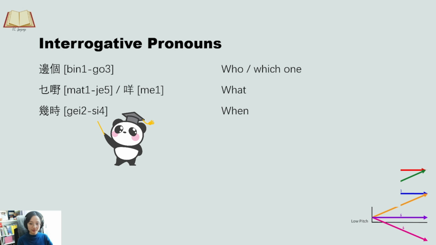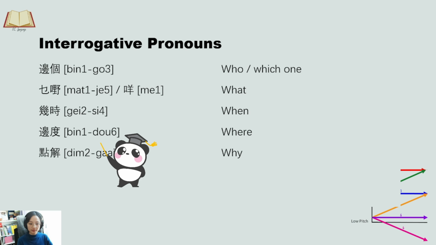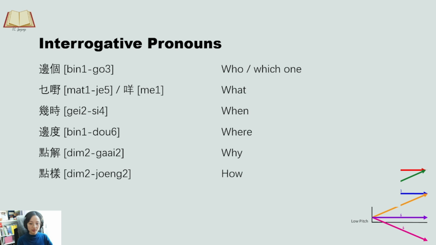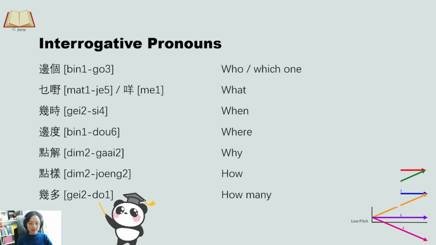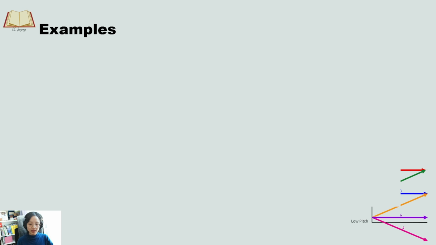幾時 when. 邊度 where. 點解 why. 點樣 how. 幾多 how many. Here are some examples.